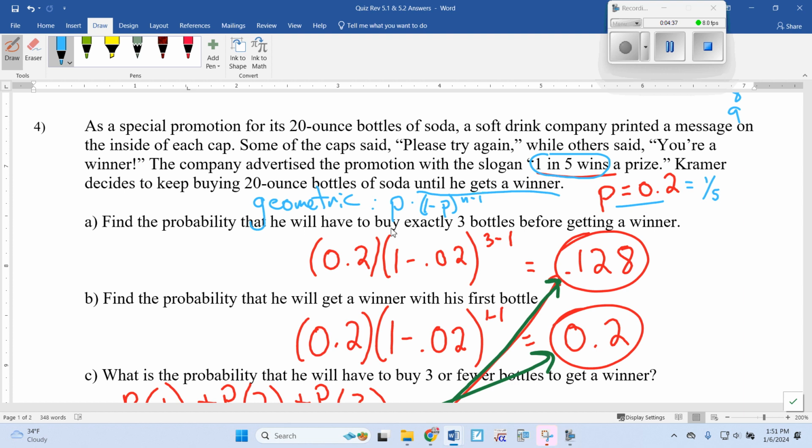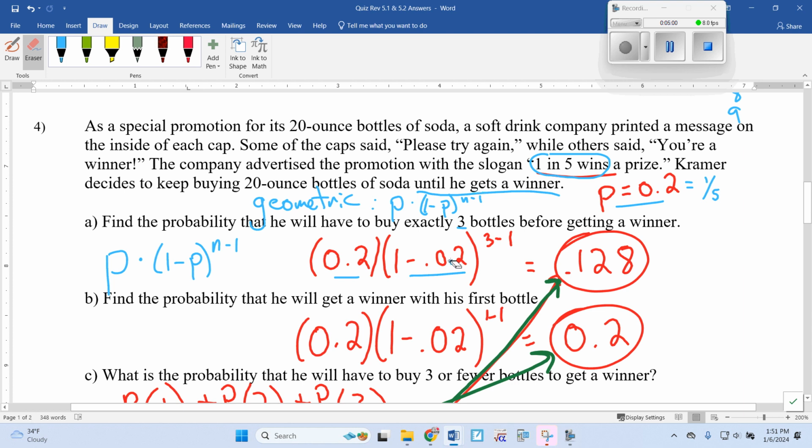So what's the probability he has to buy exactly 3 bottles before getting a winner? Let me write a little bit bigger here. Remember, our formula is P times (1 minus P), which is our Q, to the n minus 1. So our P is 0.2 times (1 minus 0.2). This should be right there.